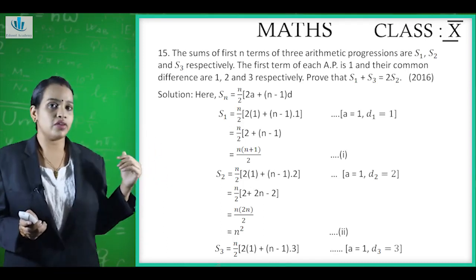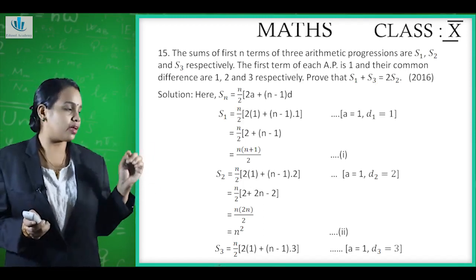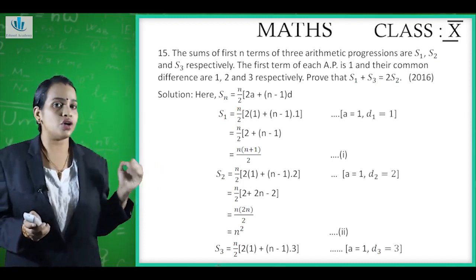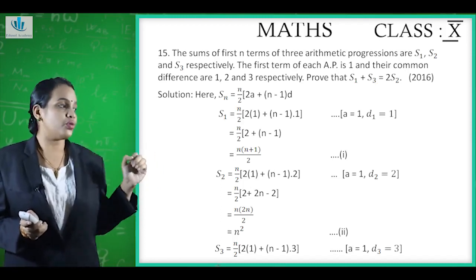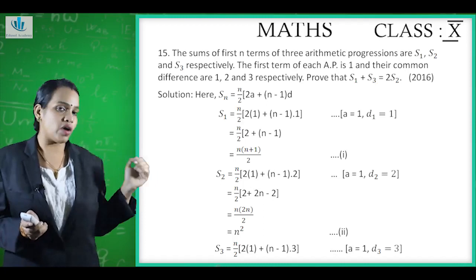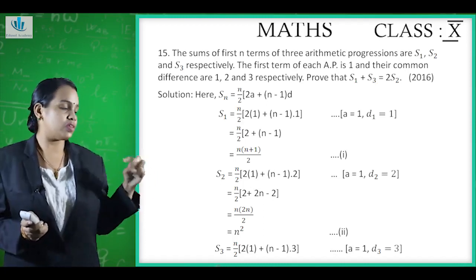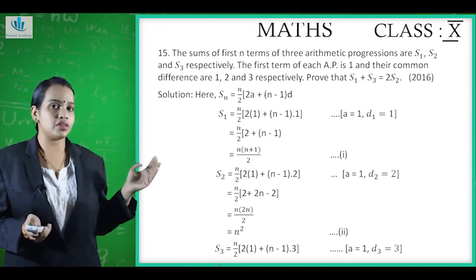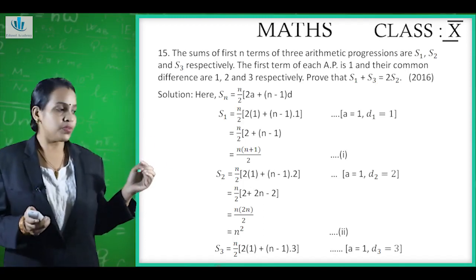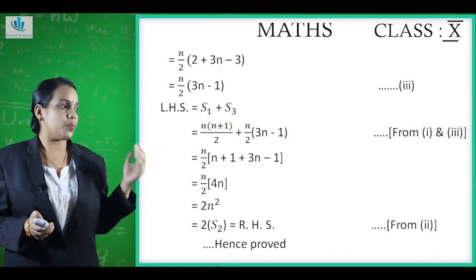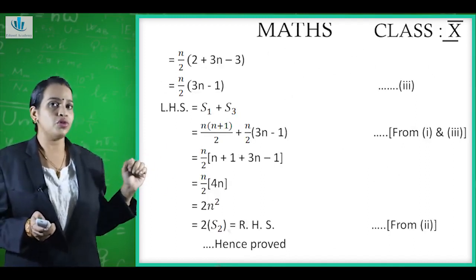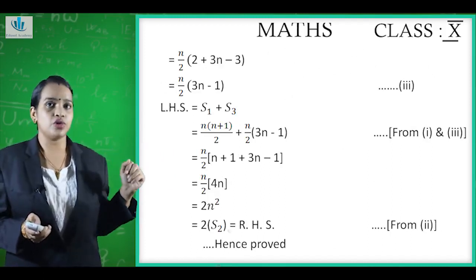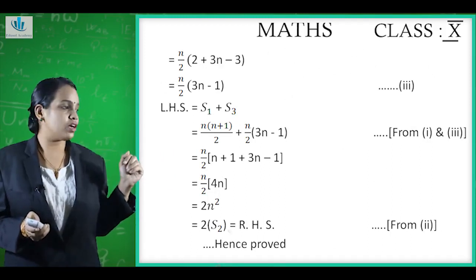Now S3, we will write 3 as the common difference. So S3 is equal to n upon 2 into 2 times a, where a is 1, plus n minus 1. Now the third common difference is what? It is 3. So we will put the value of d as 3. So it gives n minus 1 into 3. Now when we open the bracket it gives n upon 2 into 2 plus 3n minus 3, which is equal to n upon 2 into, 2 minus 3 gives minus 1.